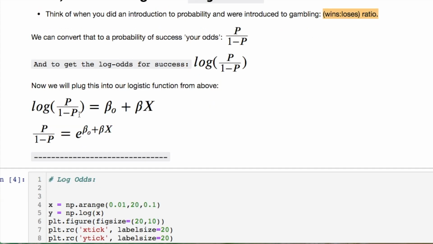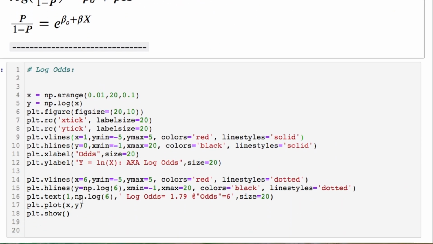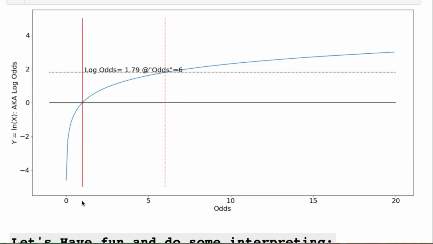We need to equate this left-hand side here to this log odds, which equals now our parameters on the right-hand side. To get rid of this, you just take the exponential, and we'll have to do some manipulation for this. But feel free to pause this if you want to see the plotting. But here's our log odds, all right? So what you notice is at this particular value of 6 for our odds, it prints out 1.79. It's really close here, but that's the actual value. 1.79 as a log odds.